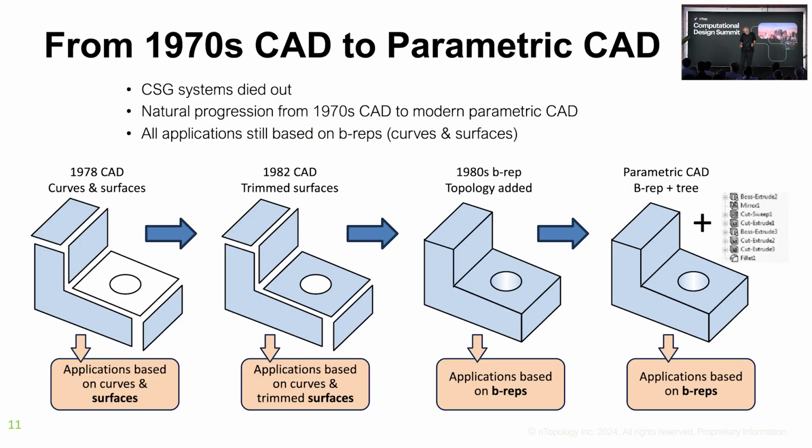So really, the reason that boundary representations became dominant is continuity. We get to reuse the old applications over and over again. We had old surface-based applications, and we could reuse them in boundary representation systems, and adding parametrics didn't change the applications at all. We still had all these applications based on boundary representations. And the CSG systems didn't have this sort of continuity, so they died.